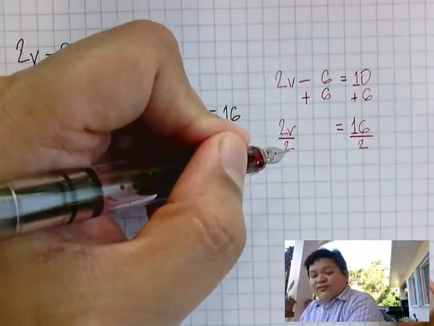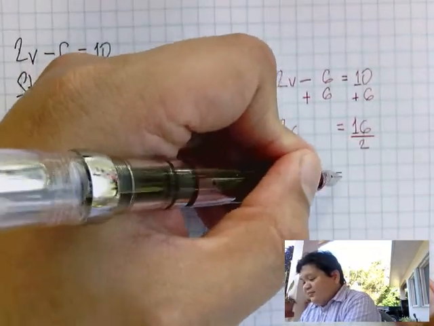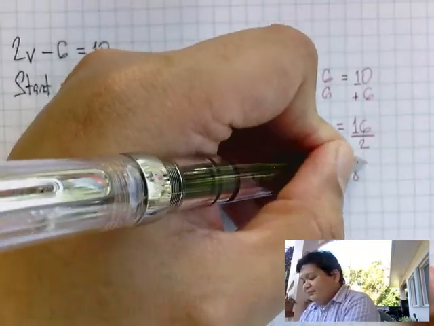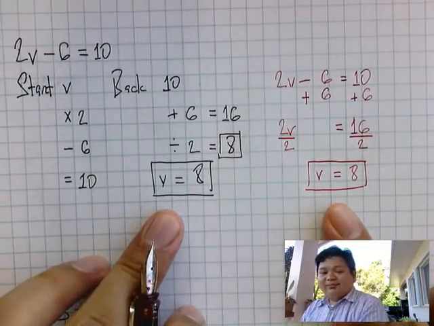2 divided by 2 is 1, so that doesn't need to be written down. So v is equal to 16 divided by 2, or 8. Notice that our answers are the same.